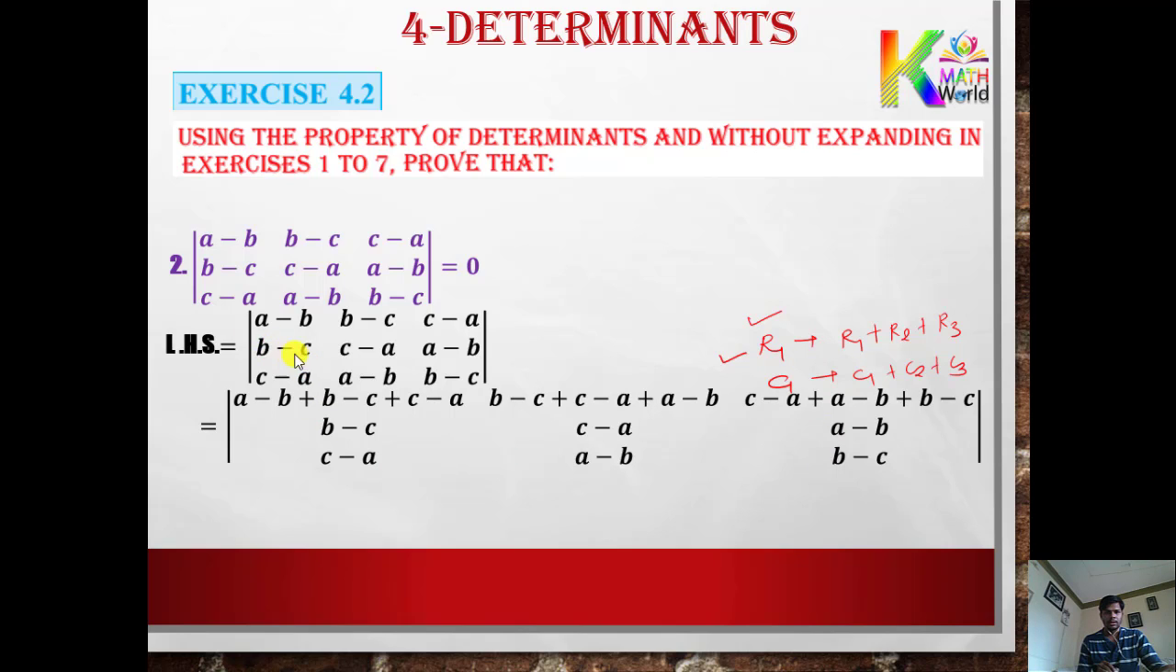You can see here that the second row elements are added into the first one. On R1 you perform R1 plus R2 plus R3. It means R2 and R3 got added to which row? The first row. So A minus B plus B minus C plus C minus C. In the same way, B minus C plus C minus C plus B minus C. Hope you understood how we got this. Only R1 got changed, and R2 and R3 remain as they are.